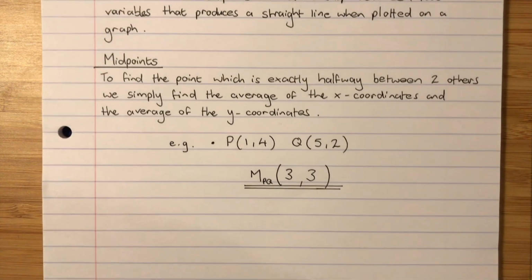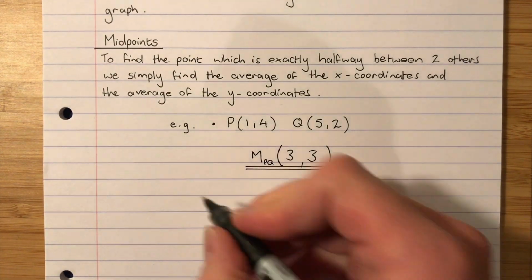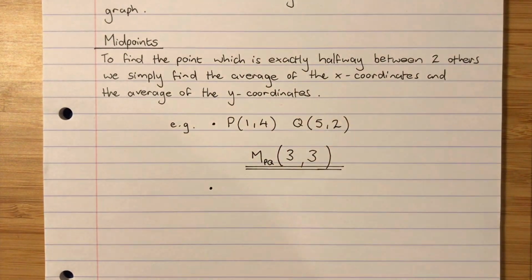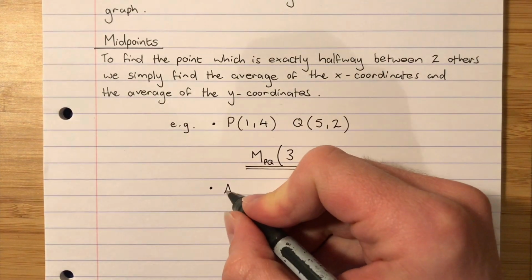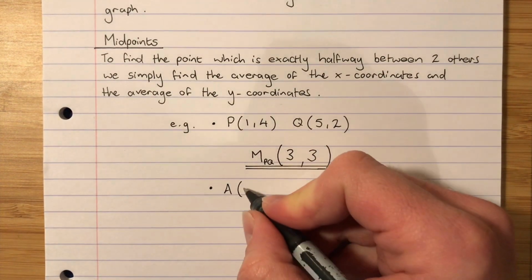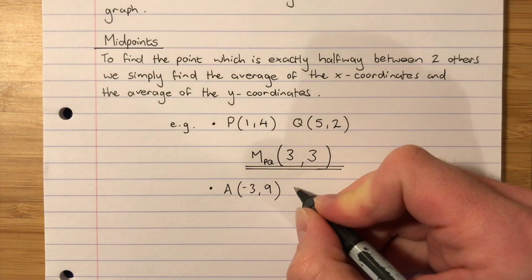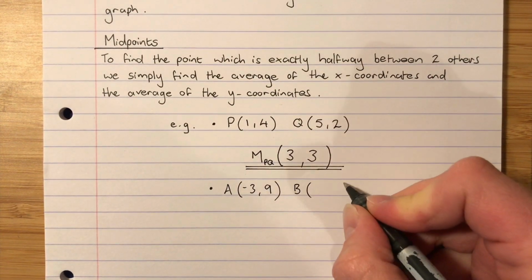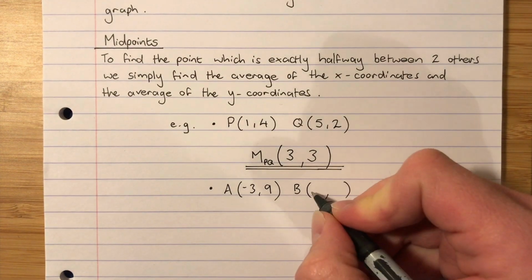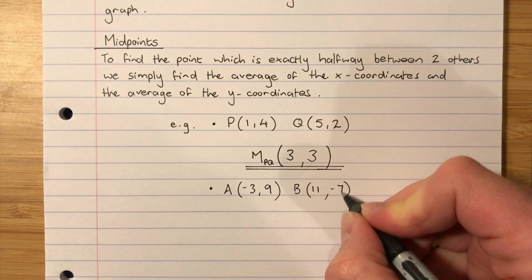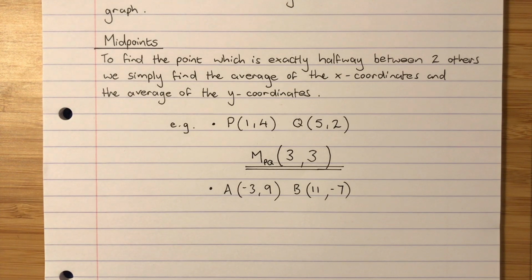Okay, let's do a second example in there. Let's say we have points A and B. So A is going to be the point negative 3, 9, and B will be the point 11, negative 7. So that's slightly trickier because negatives are involved, but it's exactly the same process.